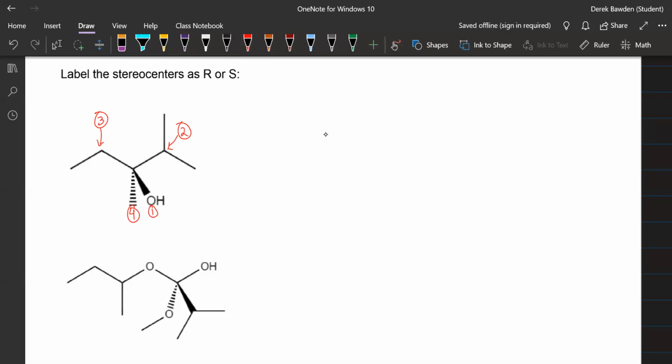Perfect. All right. So our number 4 is already going to the back, so we can just determine straight away if it's R or S. This is going counterclockwise, so is this R or S? S, perfect. If you notice, when you start to write the letter S, it goes in a counterclockwise motion and then finishes off that way. Okay, so that's how you can remember S is counterclockwise.